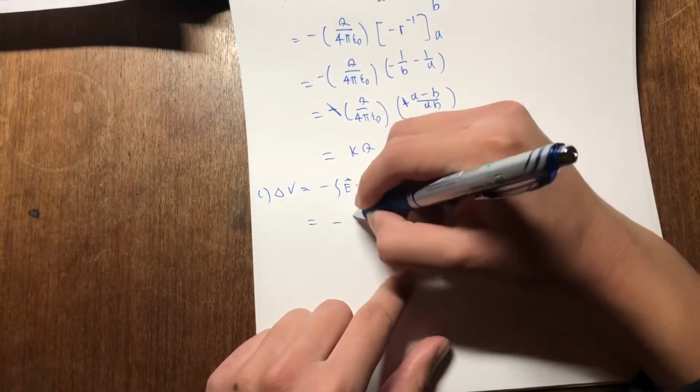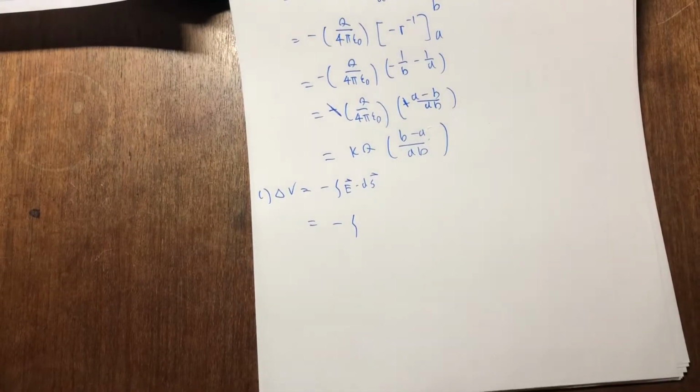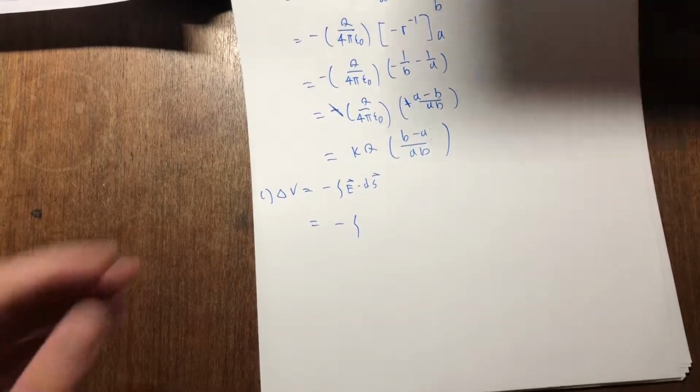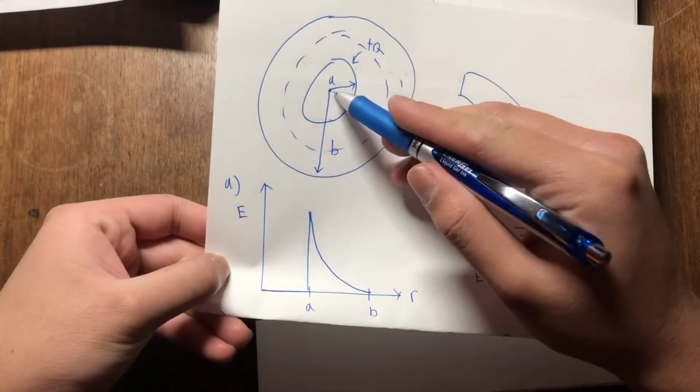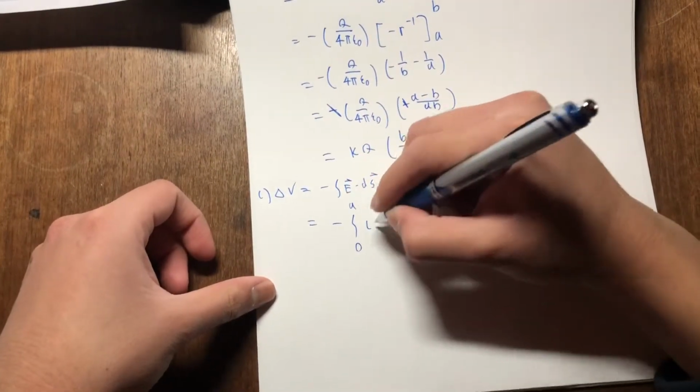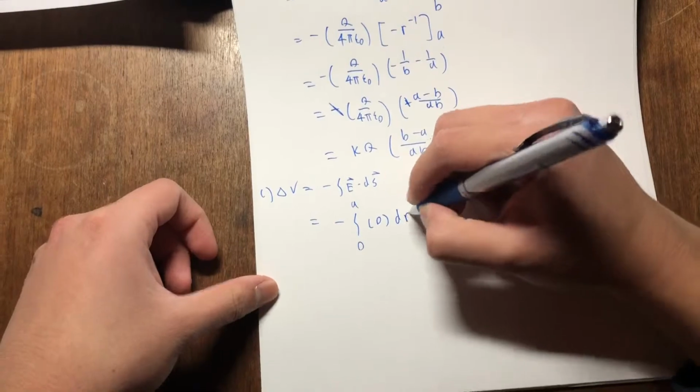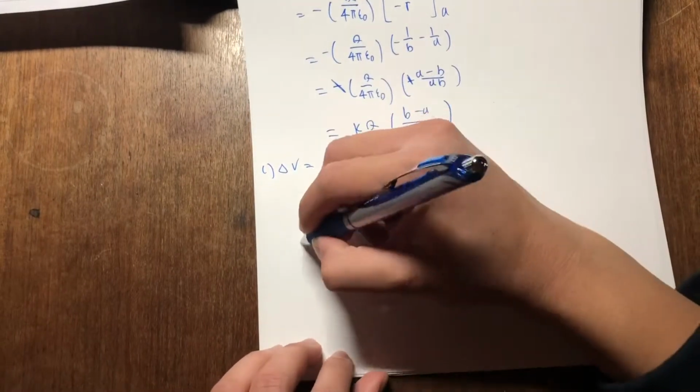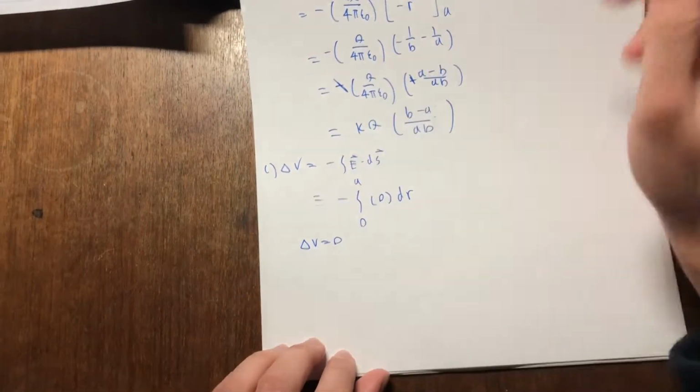So we'll do negative, and the limits of integration, since they want just what's inside the smaller shell, are going to be from 0 to a. 0 to a multiplied by 0 dr. Well, that doesn't give you much at all, right? It's just delta V equals 0.